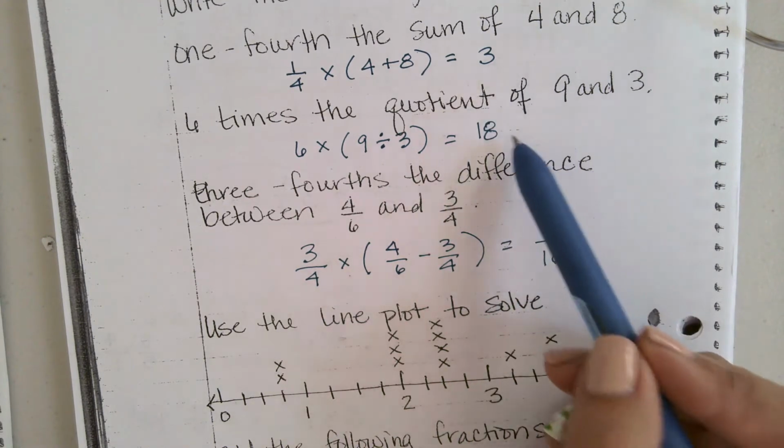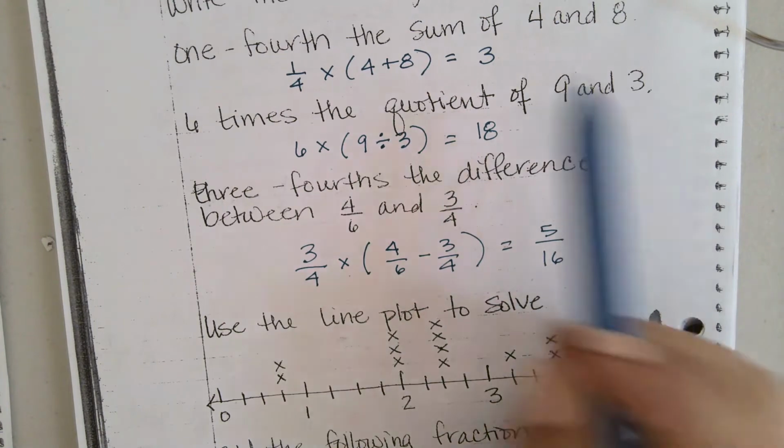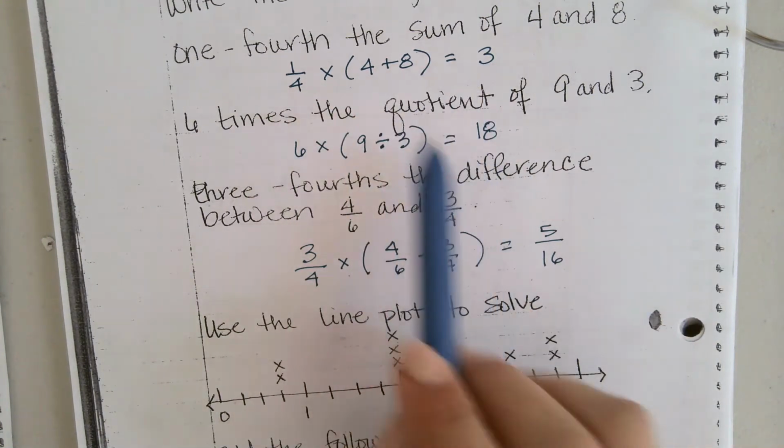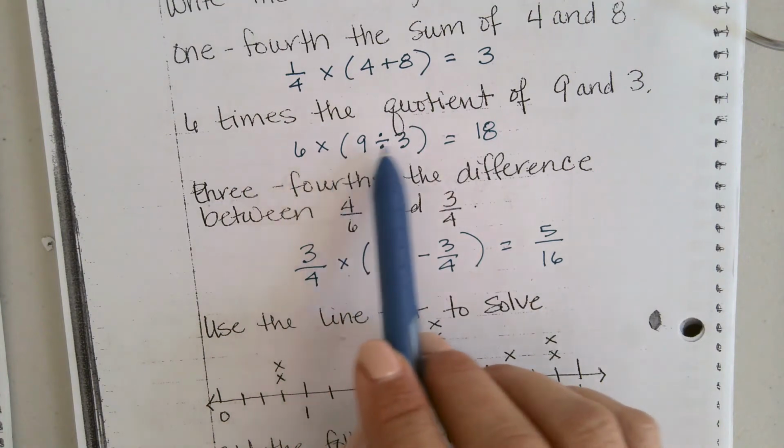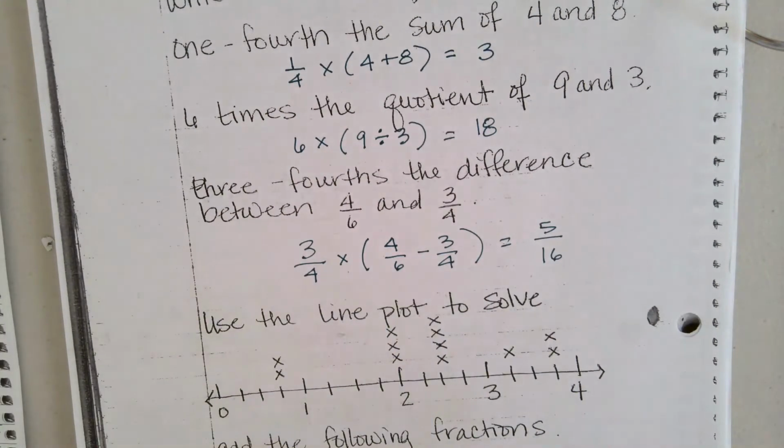So 3 18/5 16ths. These two you can just do in your head. So 1/4 of 12, 6 times 3. You can just do those in your head.